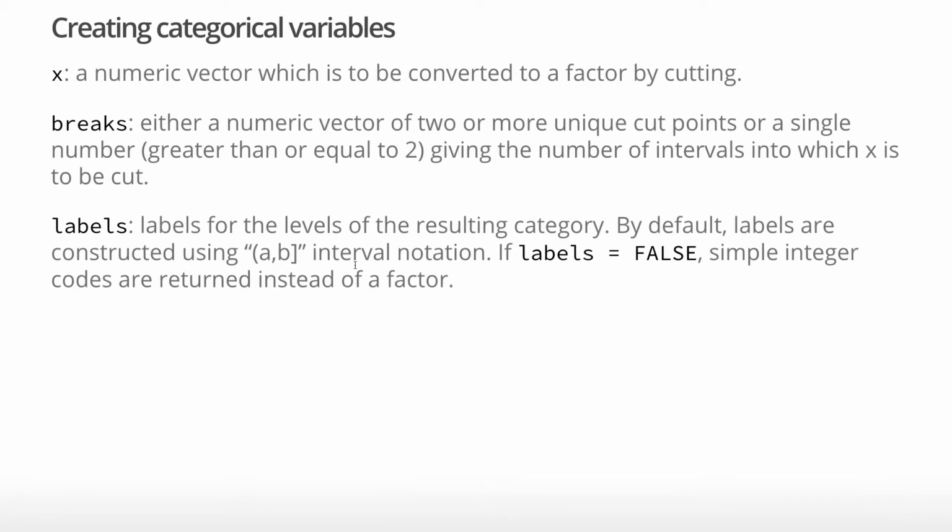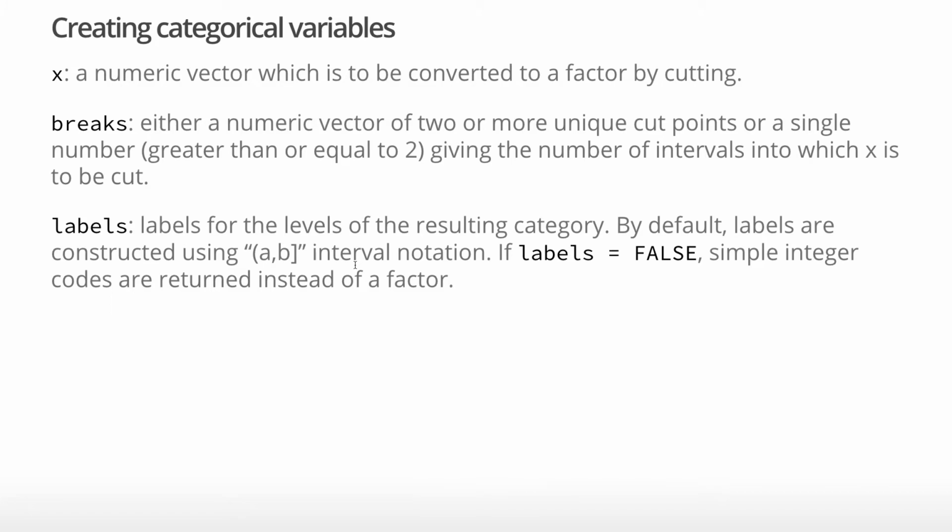By default, the labels are constructed in the standard math notation: left being a parenthesis, comma, right with a bracket. The parenthesis means it's not included. The bracket means it is inclusive. If you've never seen that, go way back to line segments and all that kind of stuff with brackets and parentheses. At least that's the first time I ever remember seeing it. So parentheses means A is not included in this set.